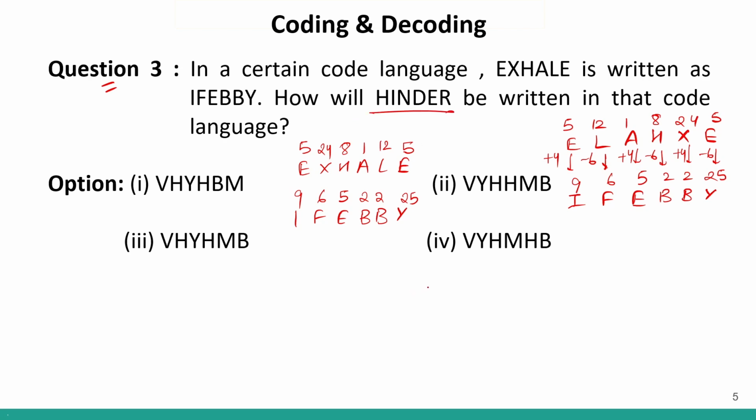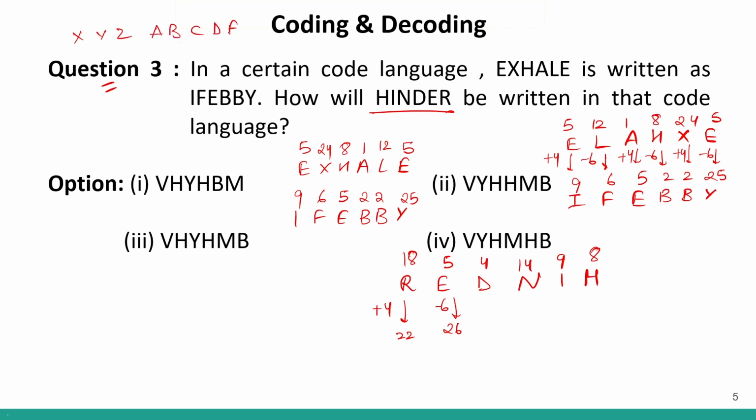First thing we will reverse the order. So R, E, D, N, I, H. R is coded as 18. E is 5. D is 4. N is 14. I is 9. And H is coded as 8. Now I will go plus 4, so I'll get 22. Correct? If I go minus 6 from E, I will get 26. X, Y, Z, A, B, C, D, E. So 6 positions back, 1, 2, 3, 4, 5, 6, will give me 25, which is Y.